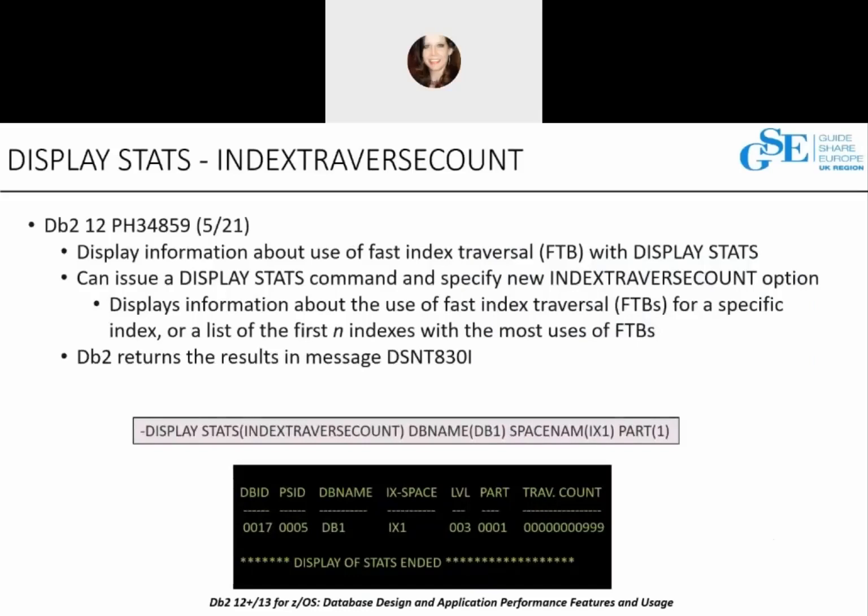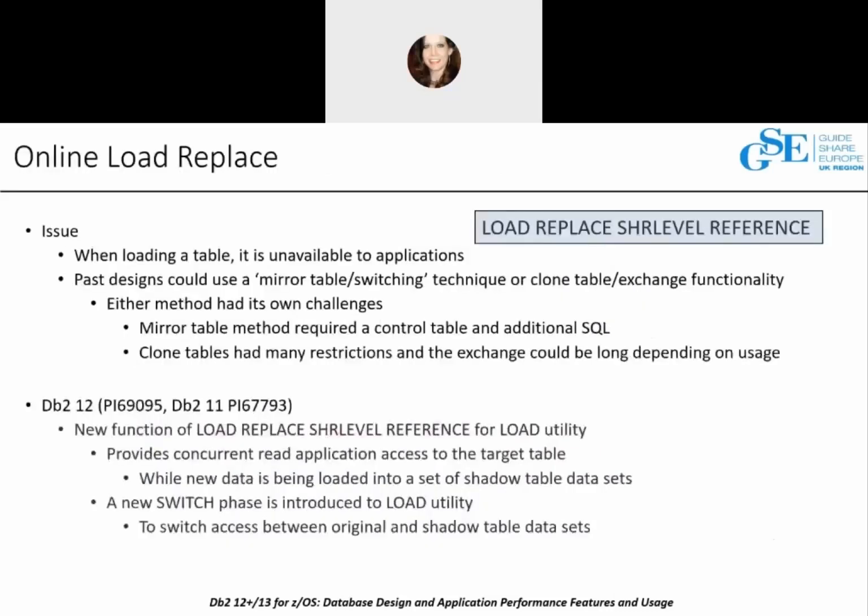And there are some new statistics that came out regarding this in May of 21, another APAR. This provides some new statistics on the usage of FTB. Through our display stats command, you can see a new index traverse count option. That will give you the following result below that allows you to see the usage numbers for the index for FTB.